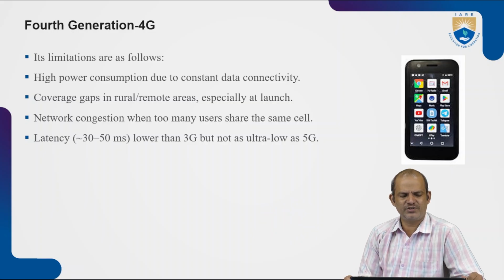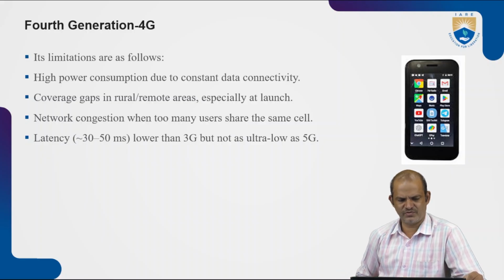Latency is 30 to 50 milliseconds, lower than 3G, but not as low as 5G. Network congestion: if too many users share the same cell, there will be network congestion, and there are gaps in rural areas, especially at the time of launch.